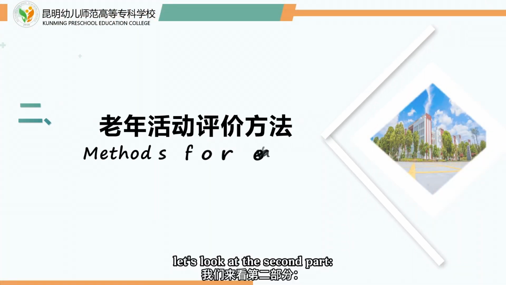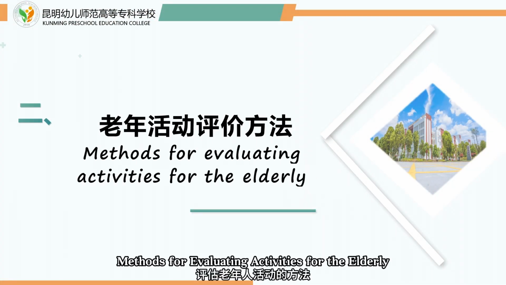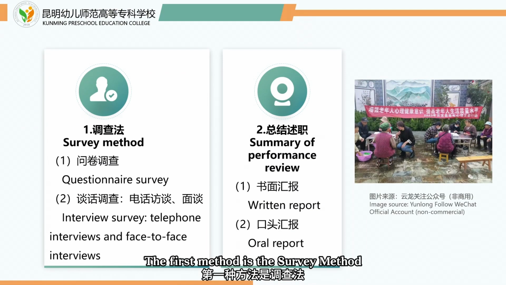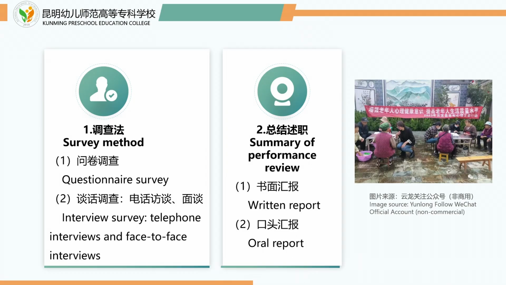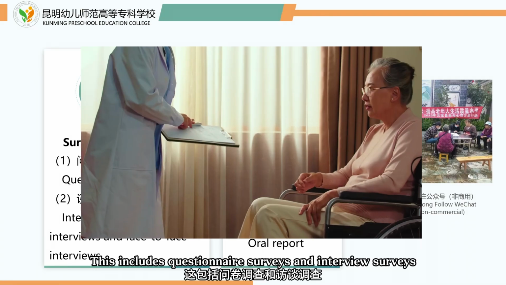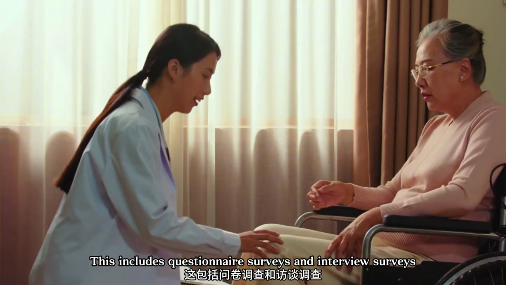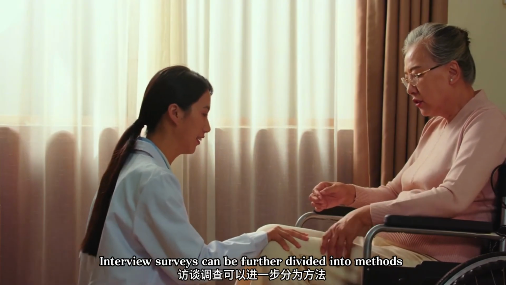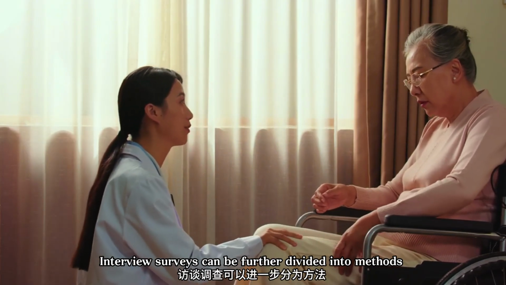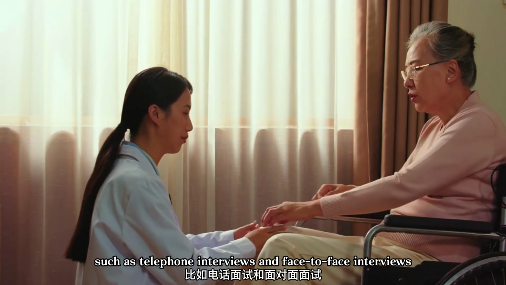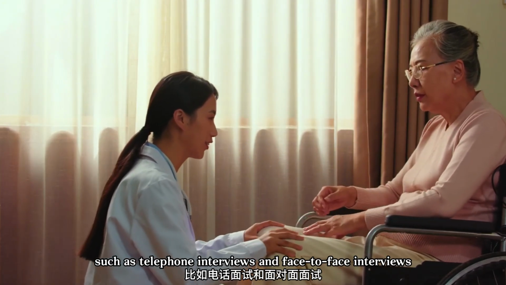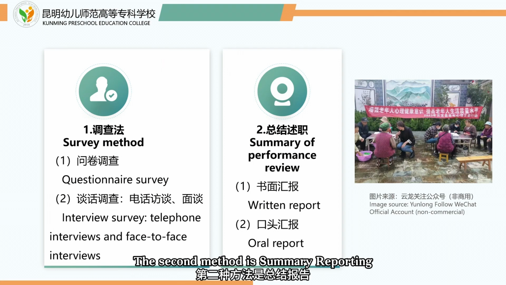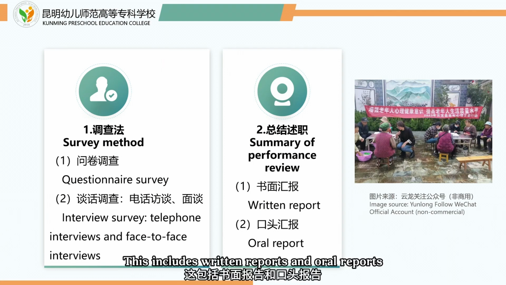Next, let's look at the second part, methods for evaluating activities for the elderly. The first method is the survey method. This includes questionnaire surveys and interview surveys. Interview surveys can be further divided into methods such as telephone interviews and face-to-face interviews. The second method is summary reporting. This includes written reports and oral reports.